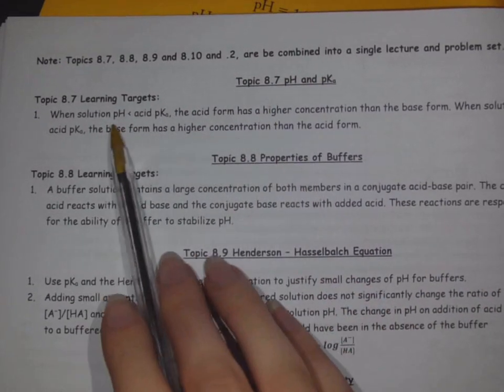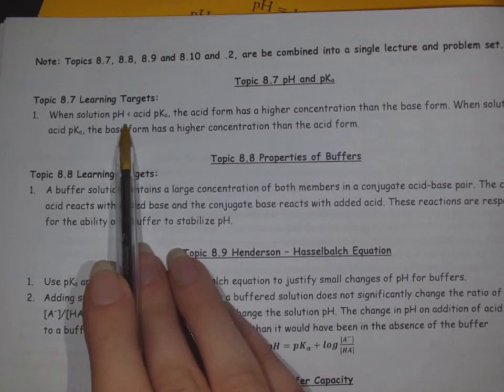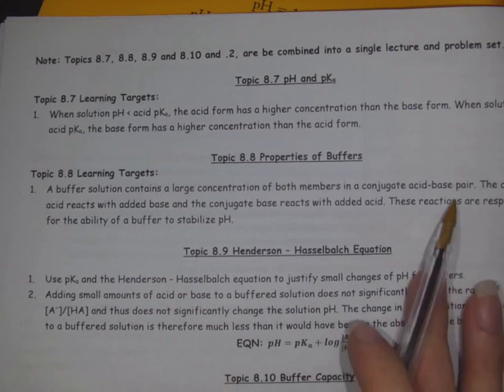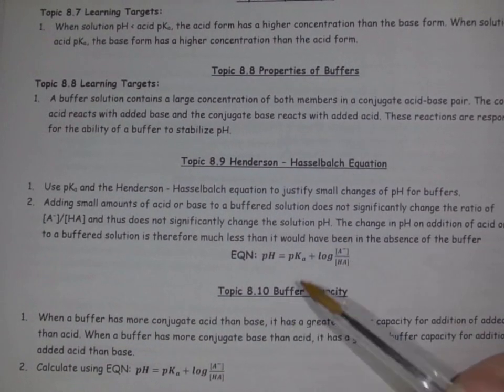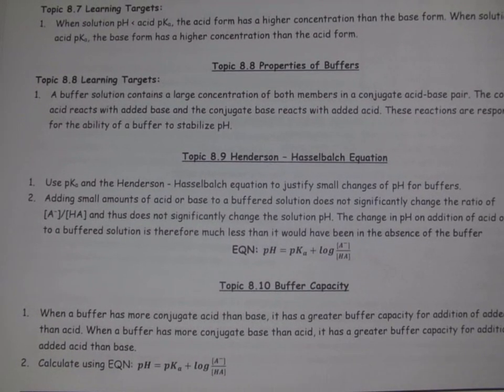And really, 8.7 we've actually already talked about quite a bit. pH versus pKa, like we already did that with the half equivalence point. So really the focus is here, and it's all about buffers, okay? Buffer capacities and this equation that we can use when it comes to buffer solutions.